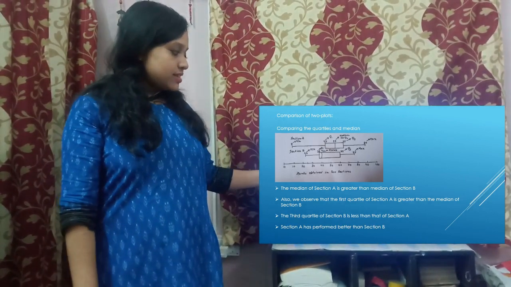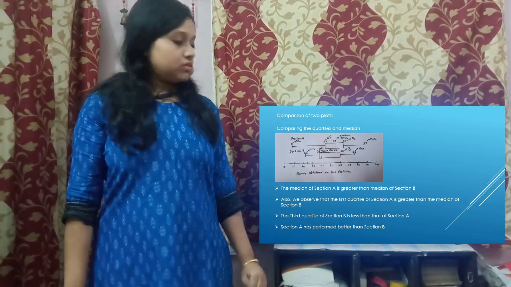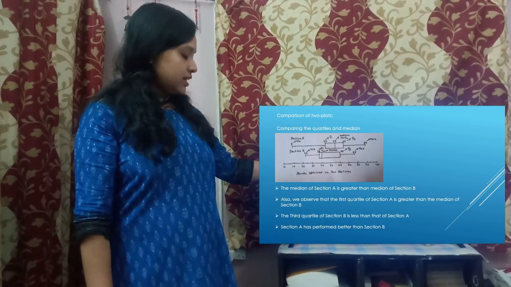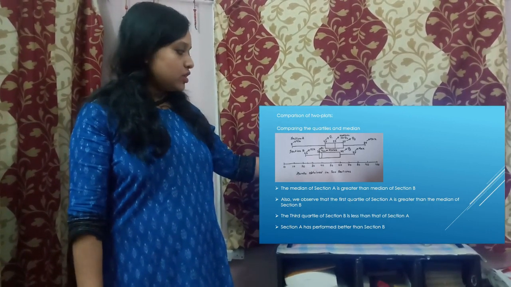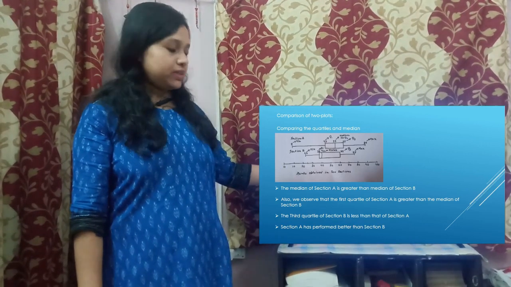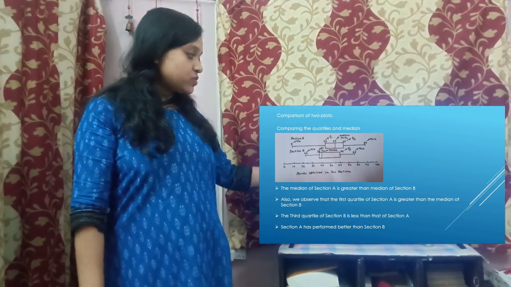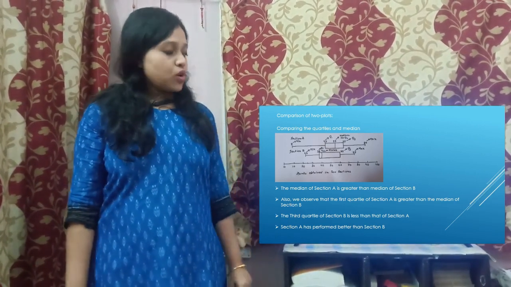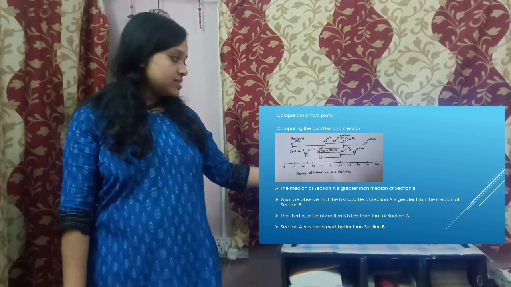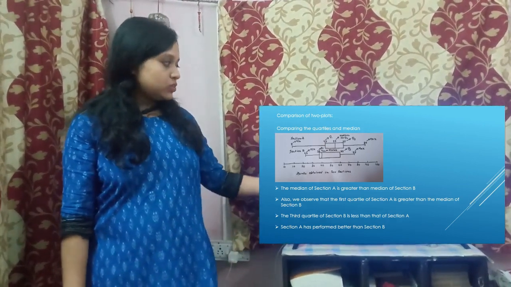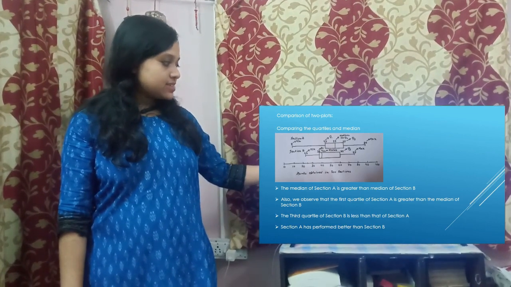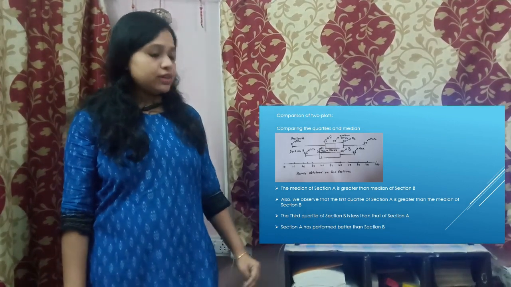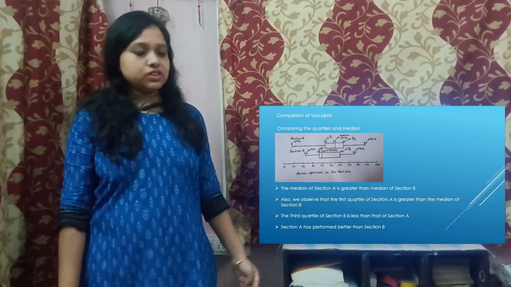Now if you see, these are actually the marks obtained in 2 sections by students. So in section A you can see the median is 55, which is greater than the median in section B, that is 40. Also the first quartile of section A is greater than the median of section B. So obviously section A has performed better than section B. So with respect to quartiles and median, we can tell that section A has performed better than section B. Let's move further for a different comparison according to dispersion.